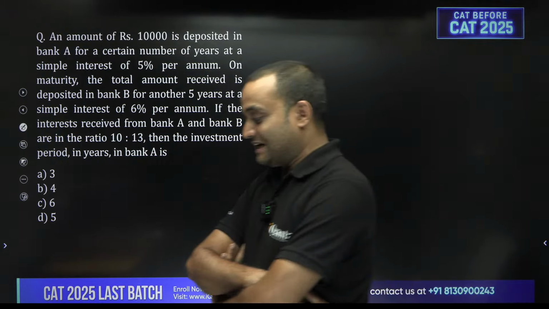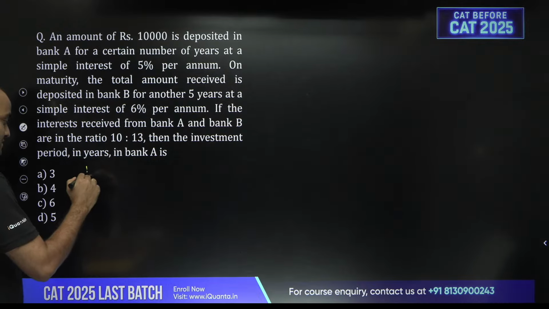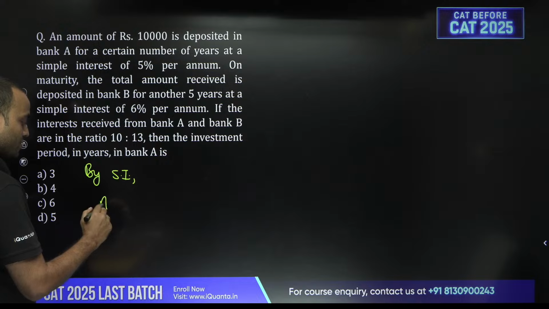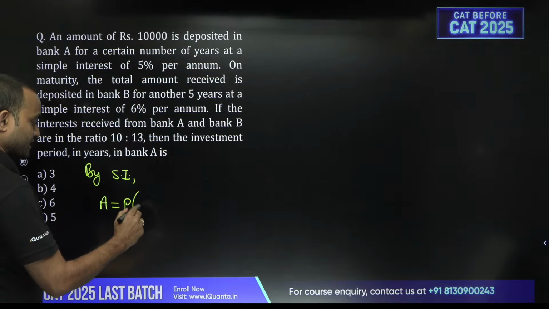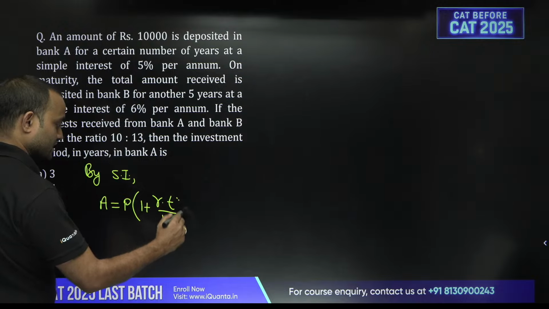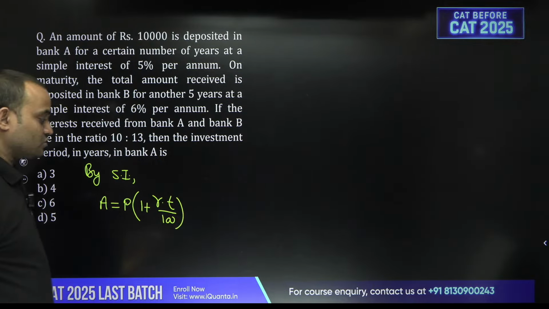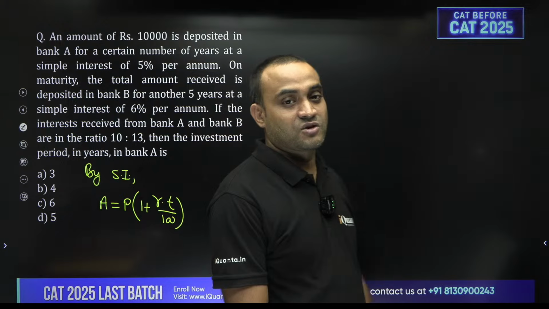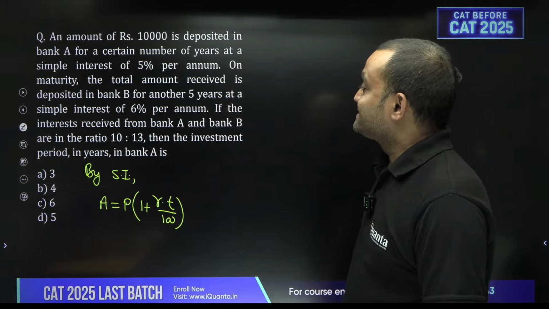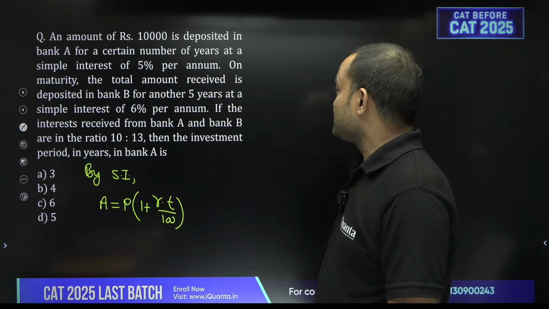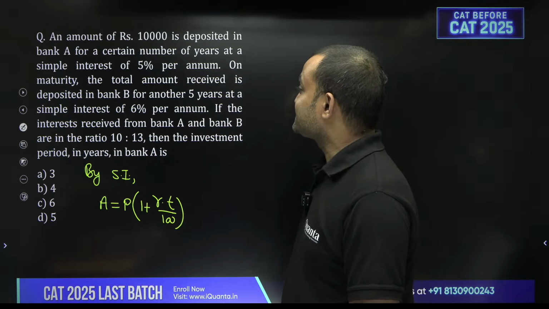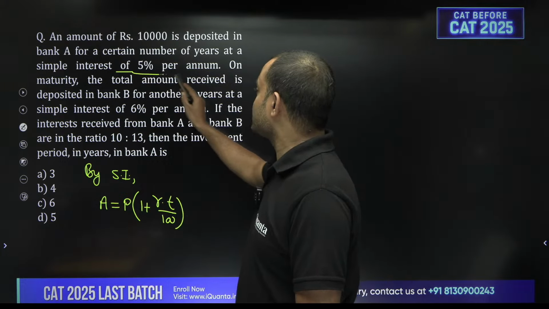Now in simple interest, amount is equal to P into 1 plus R into T upon 100, right? Total amount is equal to P into 1 plus R into T upon 100, and this is what we are going to use here. It says an amount of rupees 10,000 is deposited in bank A for a certain number of years at a simple interest of 5% per annum.